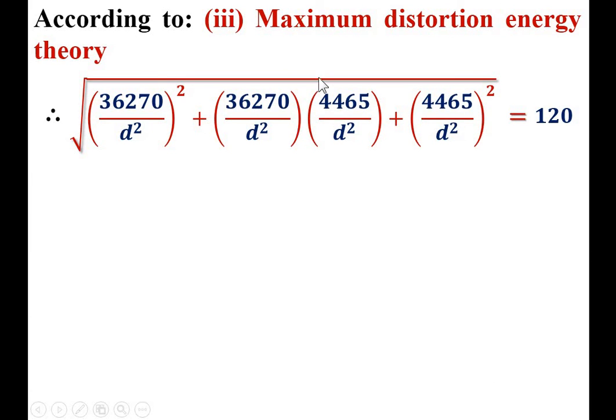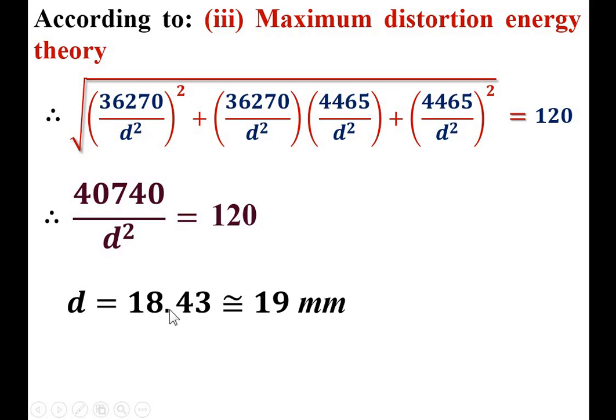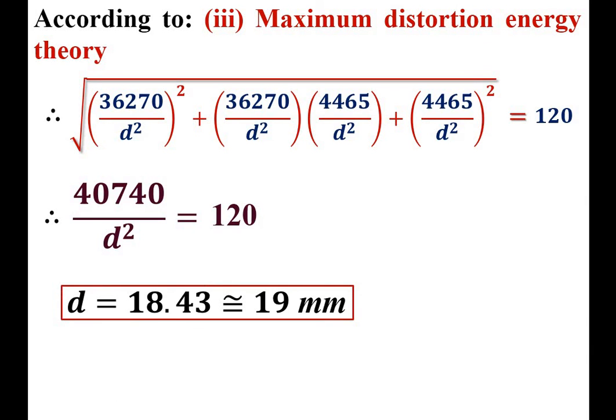So already we have discussed up to here in the earlier slide. Now if you simplify this side, then you will get this one is equal to 120 as it is. So if you simplify this equation, then you will get diameter of the bolt, and that is 18.43, and that is nearly equal to 19 mm. So this is your third answer according to maximum distortion energy theory. So make a box.